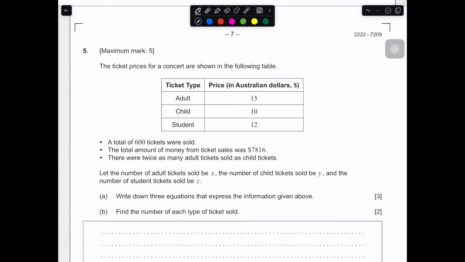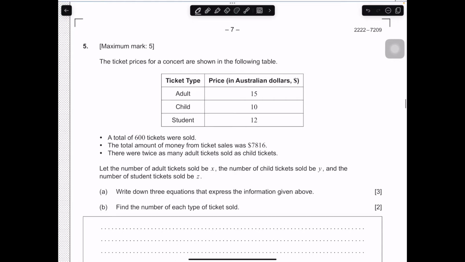All right. Here we go. Question number 5. The ticket prices for a concert are shown in the following table. And we have tickets for an adult are $15, child are $10, and student is $12. A total of 600 tickets were sold. The total amount of money from the ticket sales was $7,816, and there were twice as many adult tickets sold as child tickets. Let the number of adult tickets sold be x, the number of child tickets sold be y, and the number of student tickets sold be z. Write down 3 equations that express the information given above.